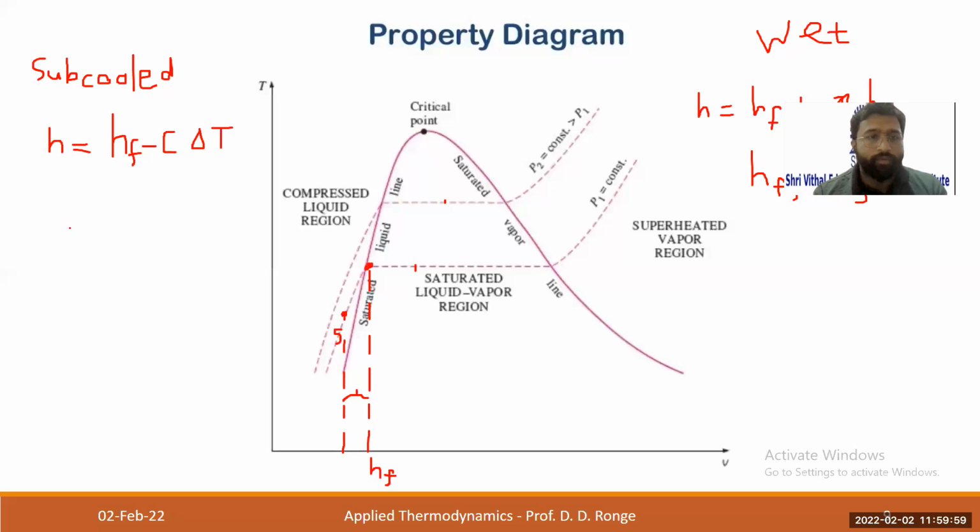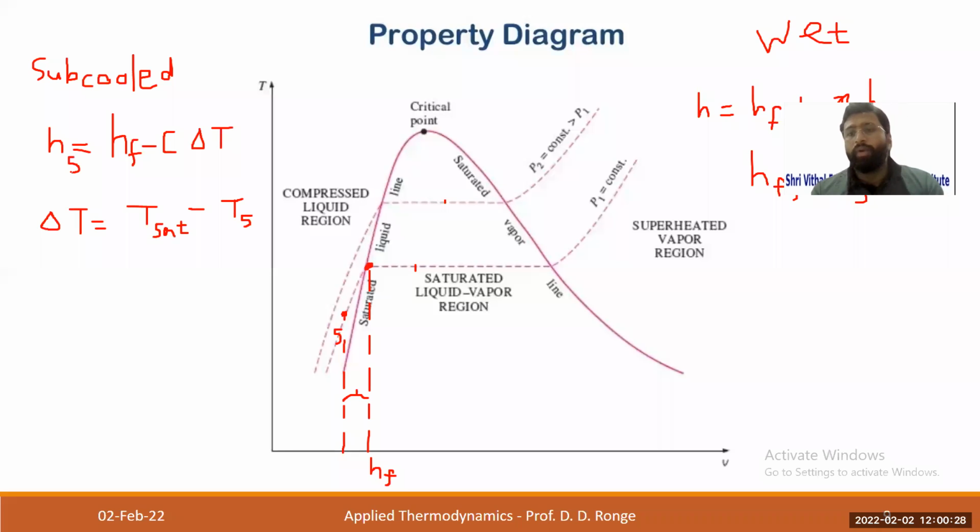What is change in temperature here? Here delta T is nothing but the saturation temperature, that is corresponding to HF, saturated condition, minus the temperature we are at. Let us say point number 5. Here also point number 5.